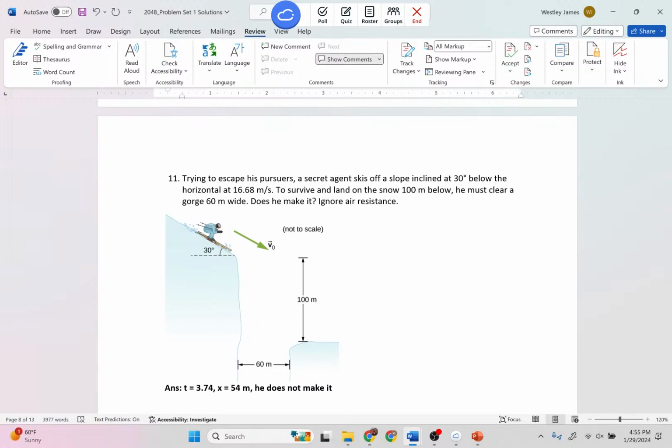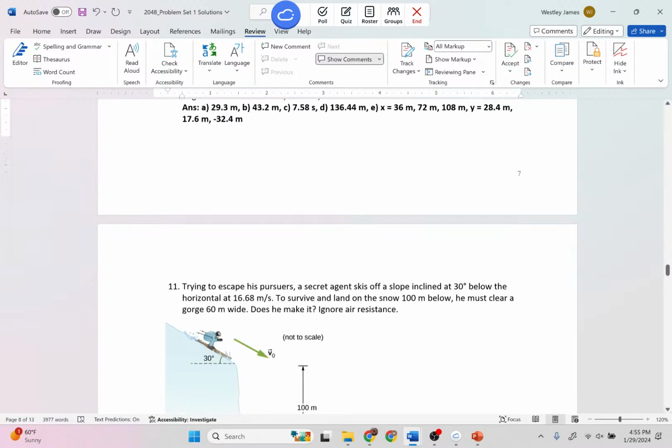Remember, time is limited by either hitting the wall or hitting the floor. In this problem, you don't actually know what's going to happen, and you have to figure out which one's going to happen first. Is this person going to hit the wall, or is this person going to hit the floor? How do you figure that out? Do both of them. And whatever time is lower, that's the one that's going to happen. If the time to the wall is lower than the time to the floor, he's going to hit the wall first. If the time to the floor is longer than that, then it ain't going to happen and you're fine.